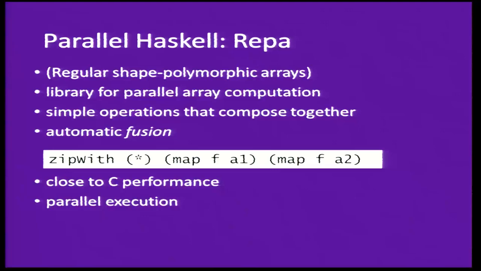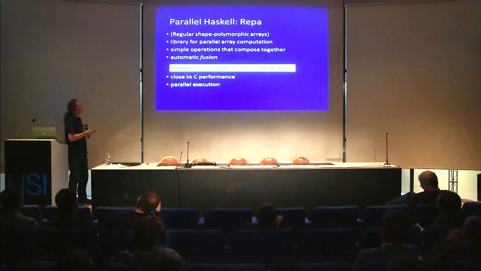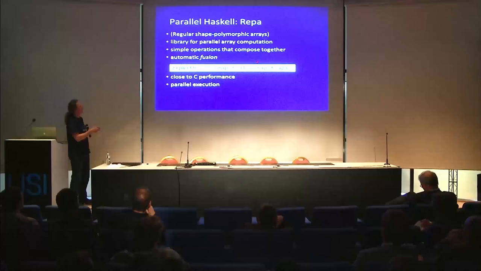Here's an example. So there's a map operation in Repa. Map can map a function over an array. And then zipWith takes two arrays and it composes the elements of both of those arrays pairwise by applying a function, in this case times, pairwise on the elements to deliver a new array. So you might think that this expression here generates two intermediate arrays. Okay, so we've got the result of one map here and the result of another map here, and those two feed into zipWith, and that generates another array.